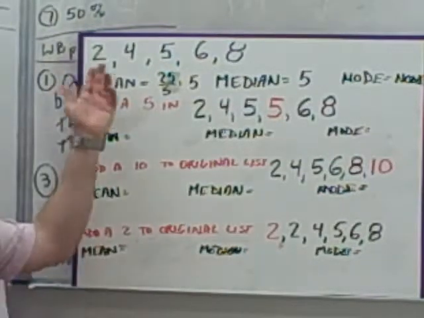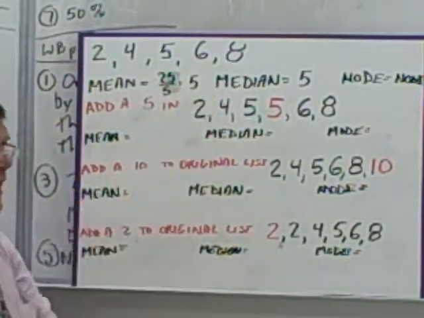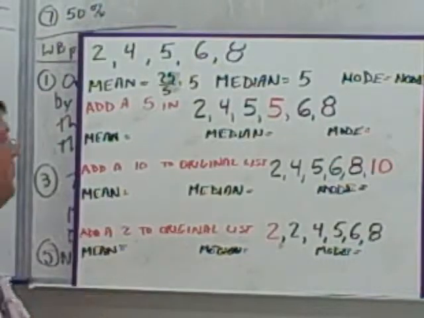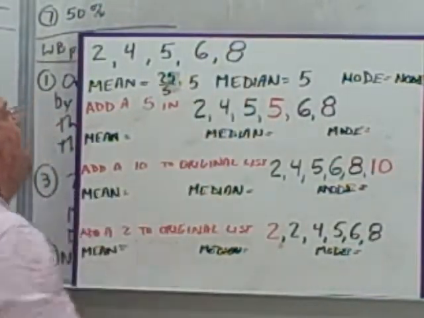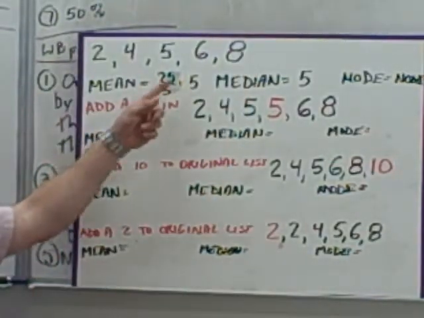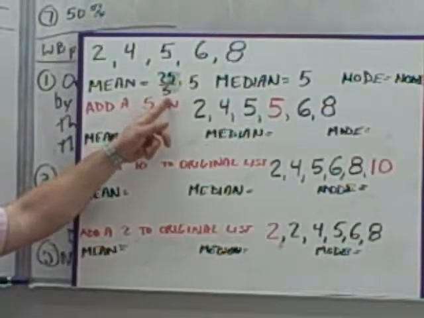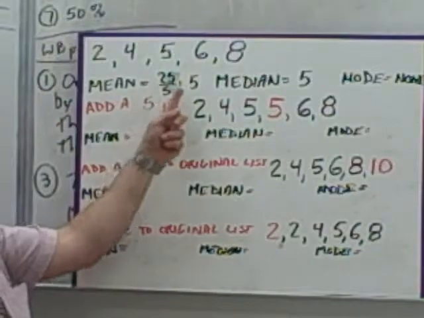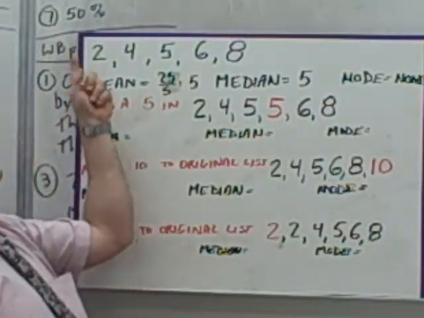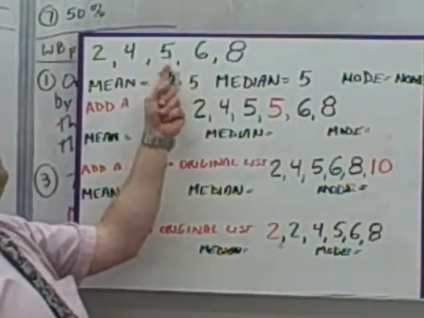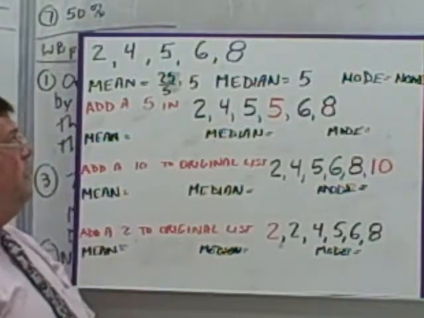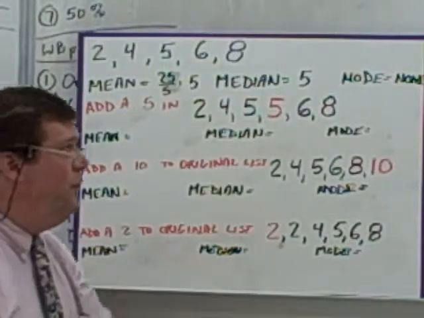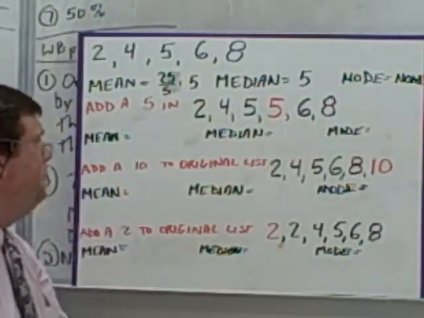All right, here we have a set of numbers, 2, 4, 5, 6, 8. If I add those all up, I get 25. Divide by the number of numbers, 5. I get a mean of 5. They're already in order. The middle number happens to be the 5. None of the numbers repeat, so there is no mode.